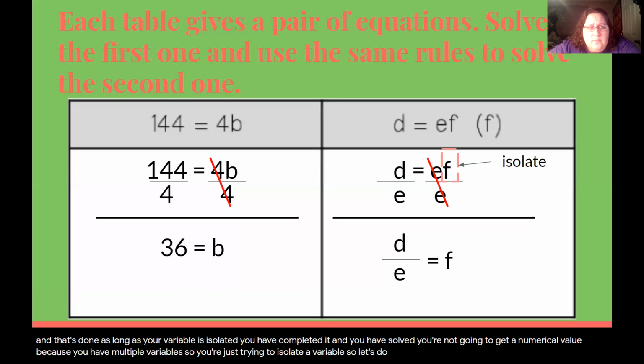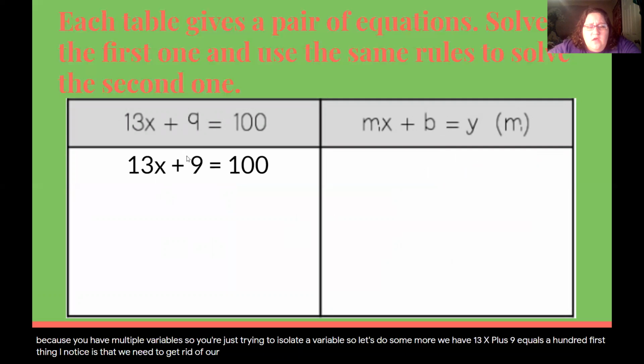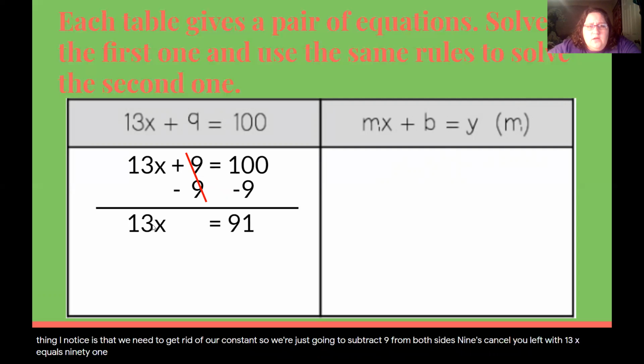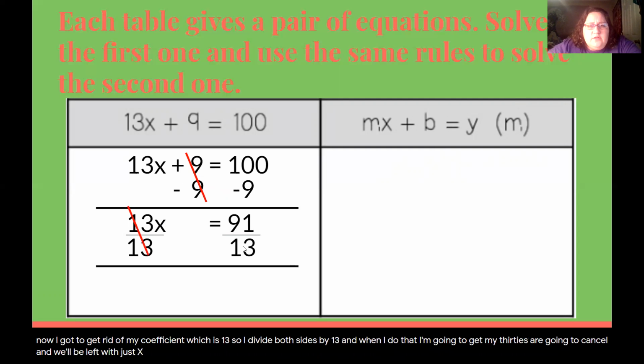So let's do some more. We have 13x plus 9 equals 100. First thing I notice is that we need to get rid of our constant, so we subtract 9 from both sides. The 9s cancel, and you're left with 13x equals 91. Now I have to get rid of my coefficient, which is 13, so I divide both sides by 13. My 13s cancel, I'm left with just x, and 13 goes into 91 7 times, so x equals 7.